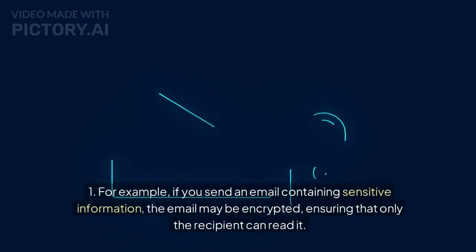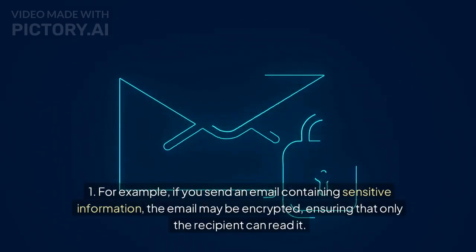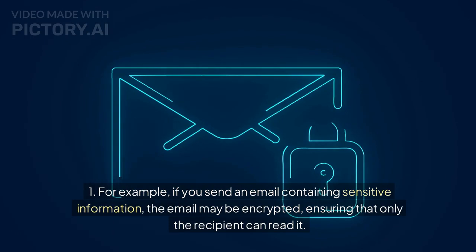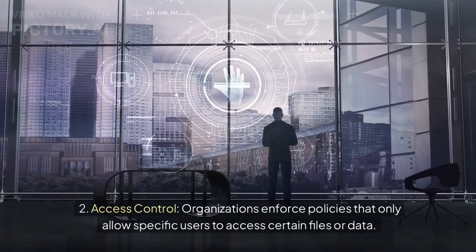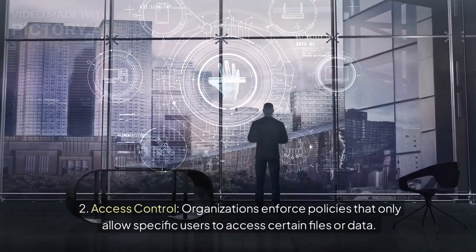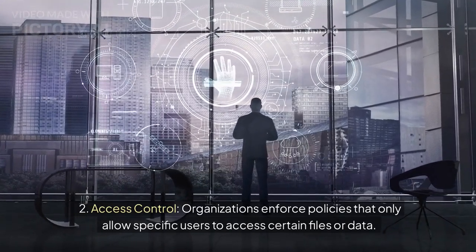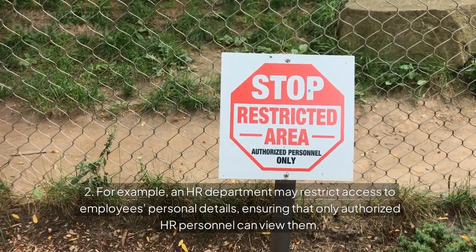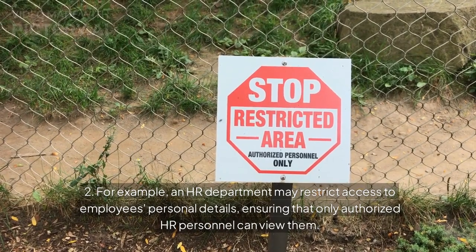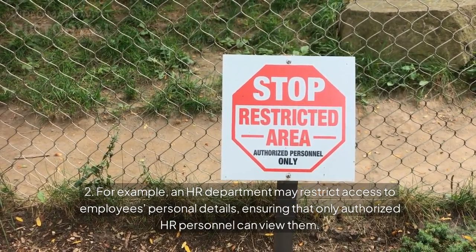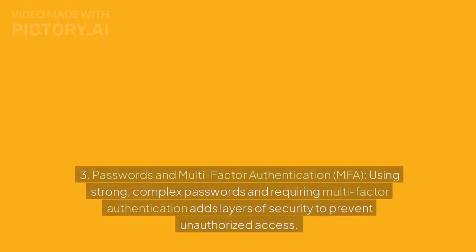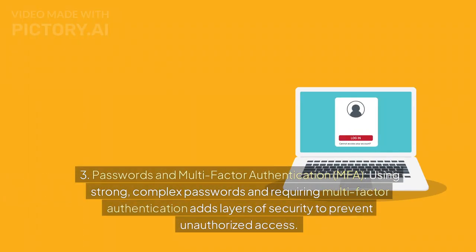For example, if you send an email containing sensitive information, the email may be encrypted, ensuring that only the recipient can read it. 2. Access control. Organizations enforce policies that only allow specific users to access certain files or data. For example, an HR department may restrict access to employees' personal details, ensuring that only authorized HR personnel can view them.